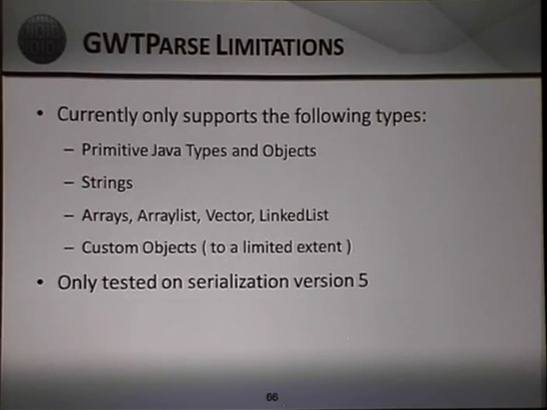So, some limitations of Gutierrez. It only really works for the following types for now: all the primitive Java types and objects, strings, arrays, lists, vectors, linked lists of all primitive Java types, and custom objects, as long as it's a simple custom object, not a nested custom object within a custom object within like 4 arrays or something like that. And I only tested it for serialization version 5. In older versions of GWT, they actually have different pipes, different delimiters, so it won't be able to handle those.